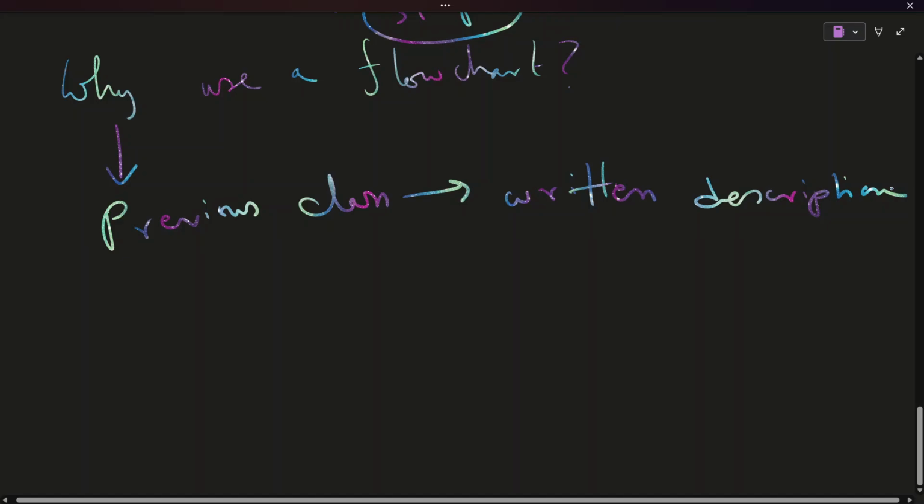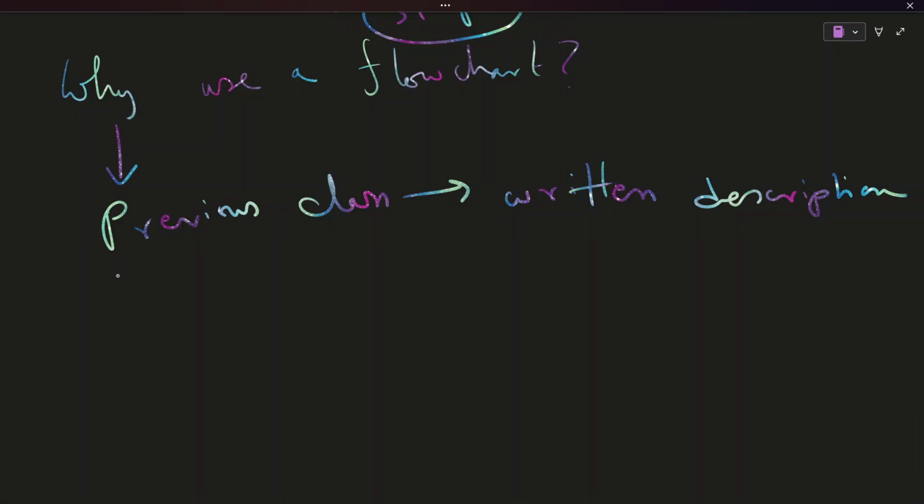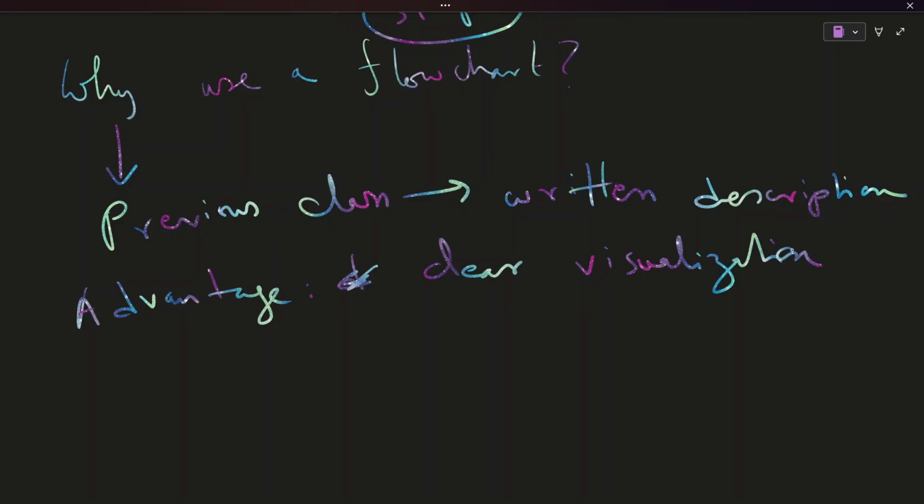Now what advantage does a flowchart give you? The advantage is clear visualization, right? So there is a clear visualization, and we are wanting to visualize our algorithm clearly. Written descriptions have their own beauty as well, but then we want to say what we want to do in a clear way, right? That's why we have flowcharts.